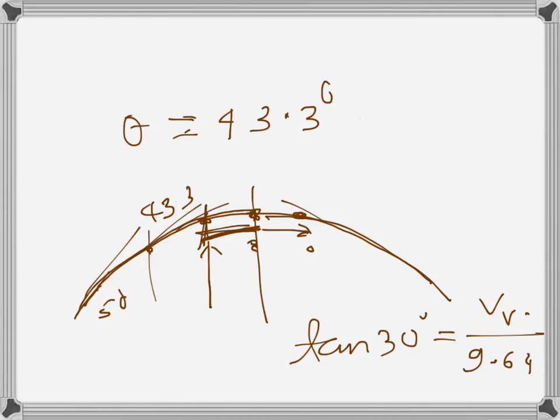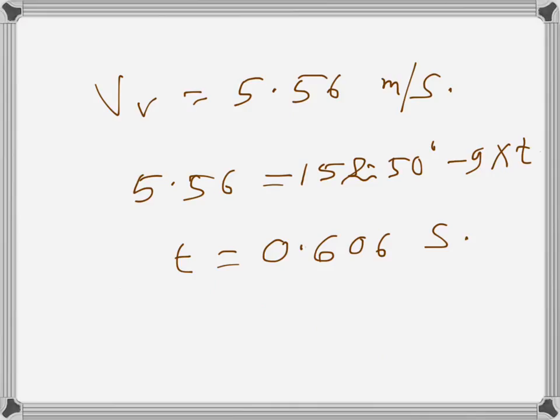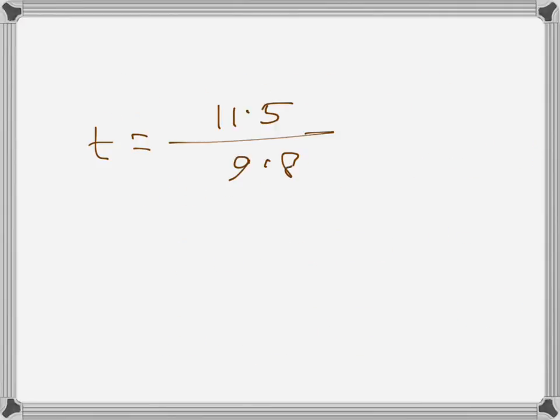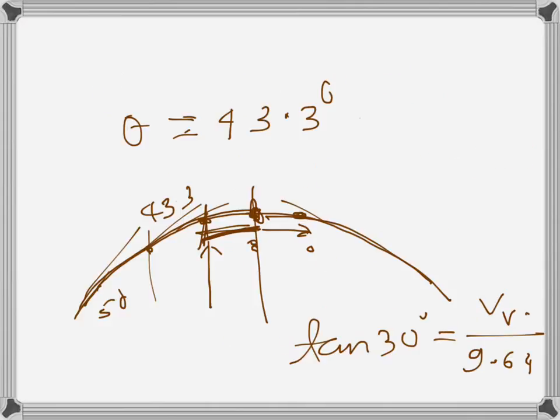Now we need to know how long it takes to reach here when the height is maximum. When the height is maximum, the vertical component of the velocity is 0. So from initial 15 sine 50, which is 11.5, that is 11.5 divided by 9.8, so we get 1.17 seconds. So that is the time it takes to reach the maximum height, which is 1.17 seconds.